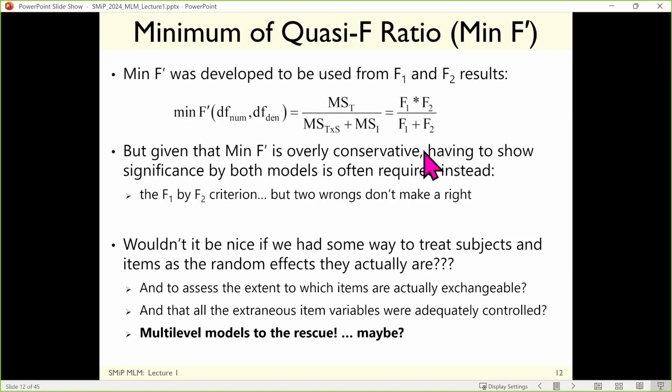So folks figured out how they can hack this into something they could compute with incomplete data. So we have what's known as min F prime, which is the F1 and F2 ANOVA results recompiled. That's been shown to be somewhat conservative in the literature, so people didn't like it, so then they stuck with the F1 by F2 criterion. But as he's telling us more about this and I started looking into this literature, I thought, hey, wait, I'm learning multi-level modeling. I think I can fix this because I can throw a multi-level model at this and it's going to be wonderful. So how about we do that?